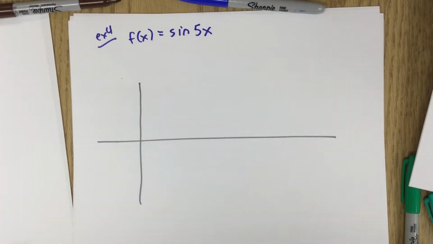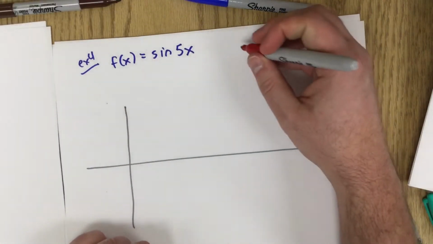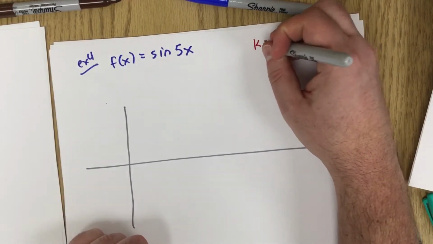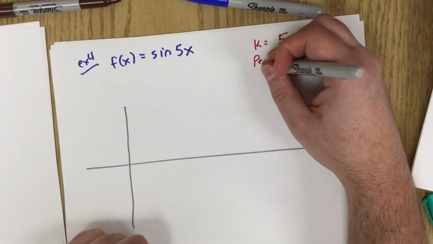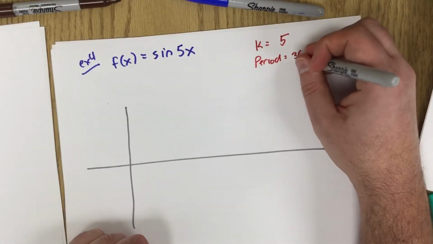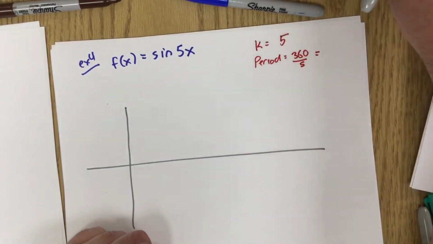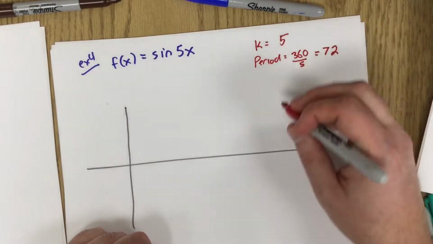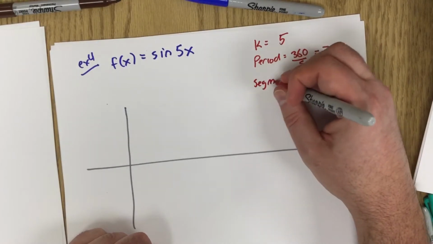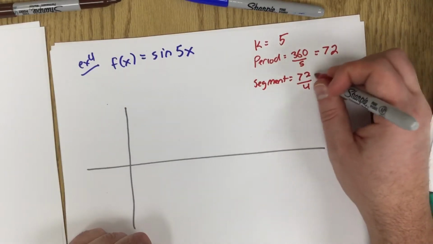So let's try this one. f of x equals sine of 5x. So we have to figure out the period. First we know the k value. The k value is 5 here. The period we have is 360 divided by 5, which is 72. And so a quarter of that is going to be 18.